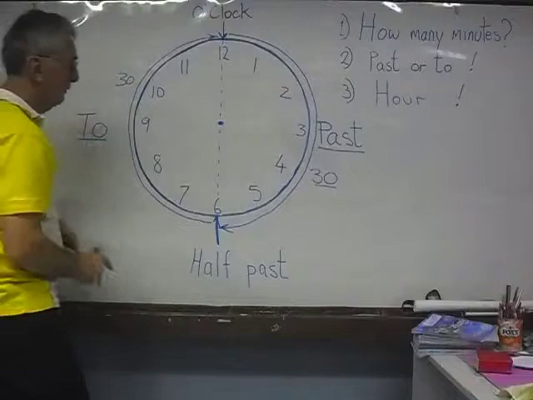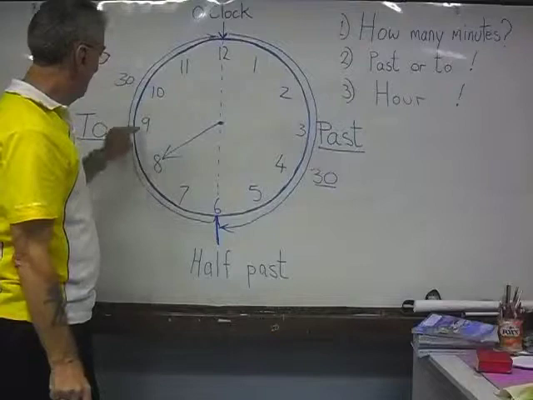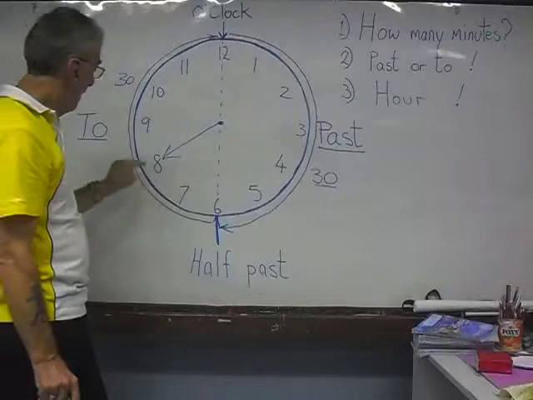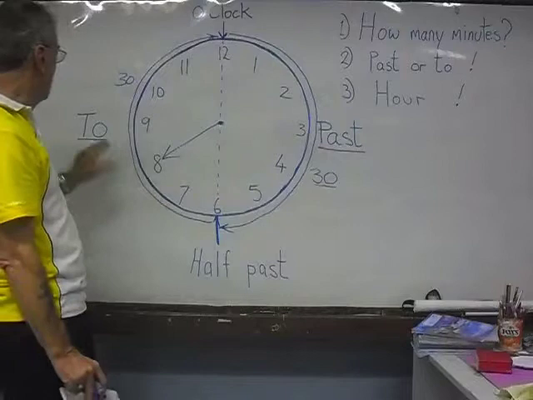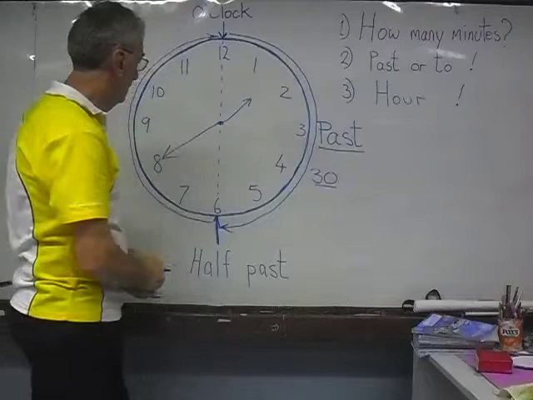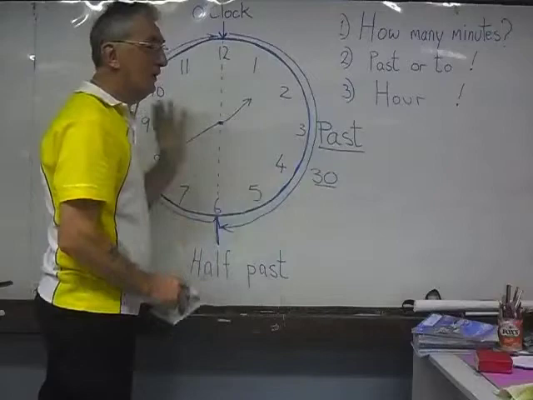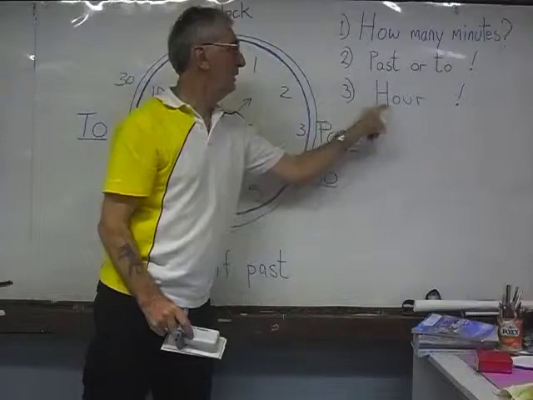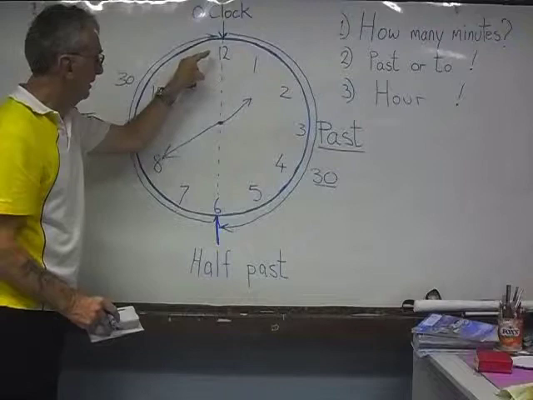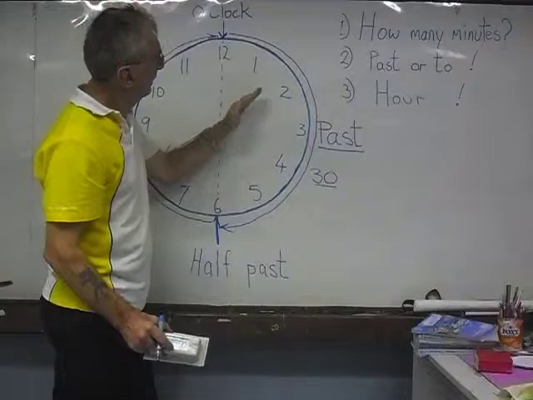Another one. How many minutes? 5, 10, 15, 20. 20 minutes. To. 20 minutes to, and the hour, 2. Okay. 5, 10, 15, 20 minutes, to, little hand, 2. Three questions: how many minutes, past or to, and the hour? How many minutes, 20. Past or to, to. And the hour, 2. 20 minutes to 2.